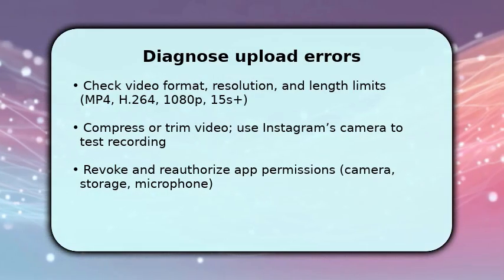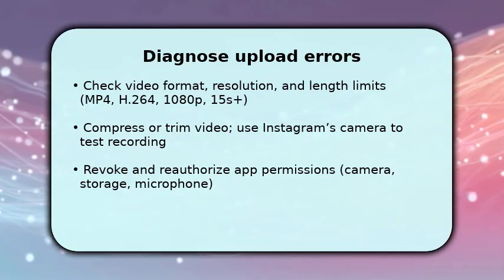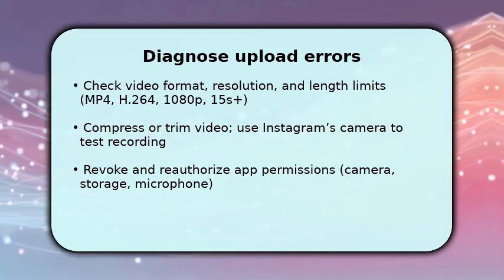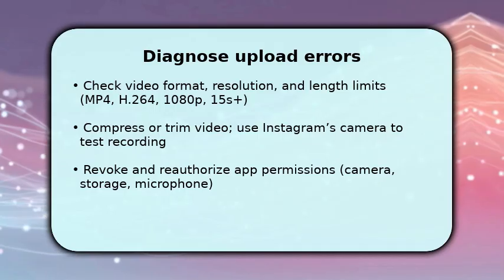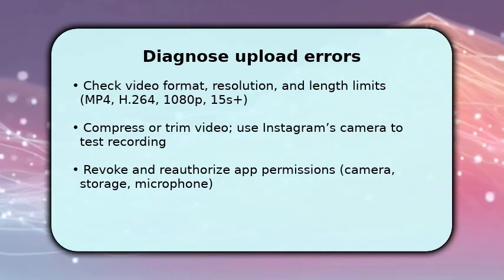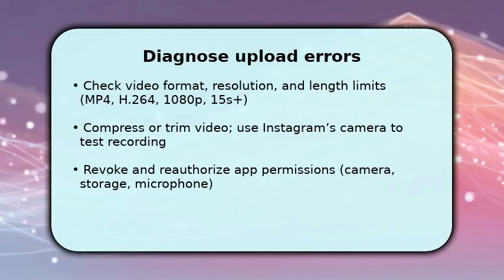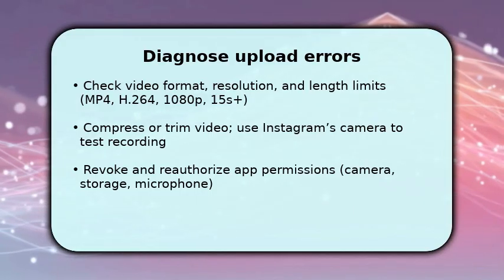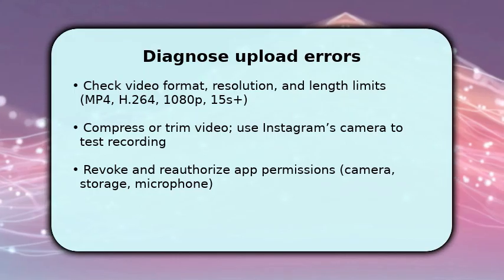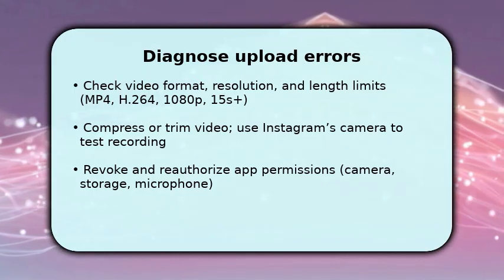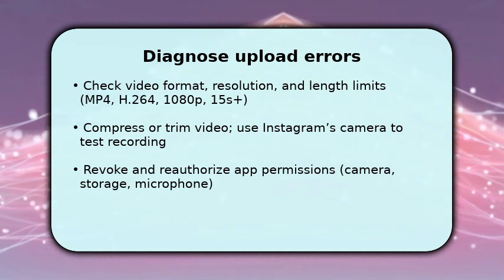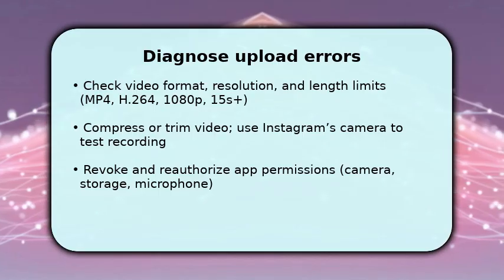Now diagnose the upload process by focusing on file compatibility and permissions. You should verify your video uses MP4/H.264 codecs, reasonable resolution like 1080p, and fits story length limits. If not, compress or trim it. Next, test by recording a short story inside Instagram to see if native capture works, which isolates encoding problems. Also revoke and reauthorize camera, microphone, and storage permissions so the app can access files properly. This narrows down whether the issue is the file, the app, or device permissions.